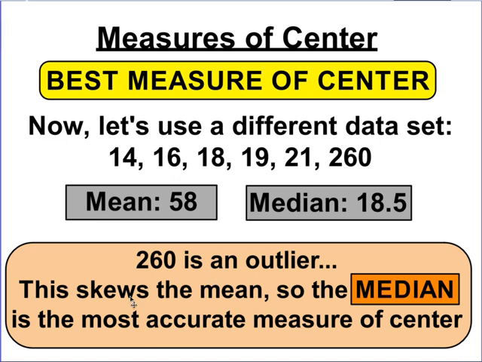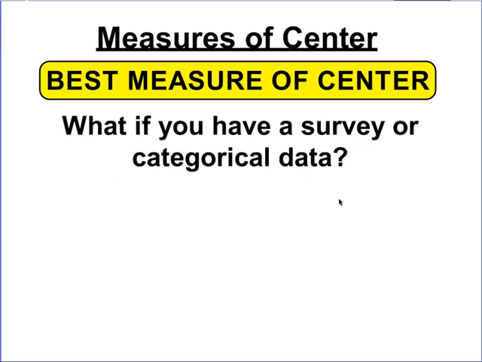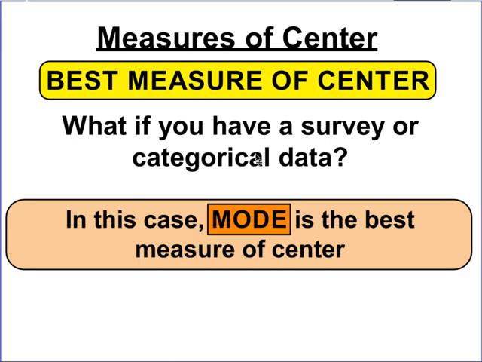The outlier skews the mean, which means it makes it a lot bigger or smaller than it should be. And here it makes it a lot bigger. So in this case, if there's an outlier like 260, you're going to choose median. All right? What if you have a survey or categorical data, like I was saying before, like favorite sports teams or something? Well, in that case, mode is the best measure of center. So anytime you're doing any kind of survey where there are not numbers, where you're getting a category or a type of something for an answer, you're going to choose mode as the best measure of center.